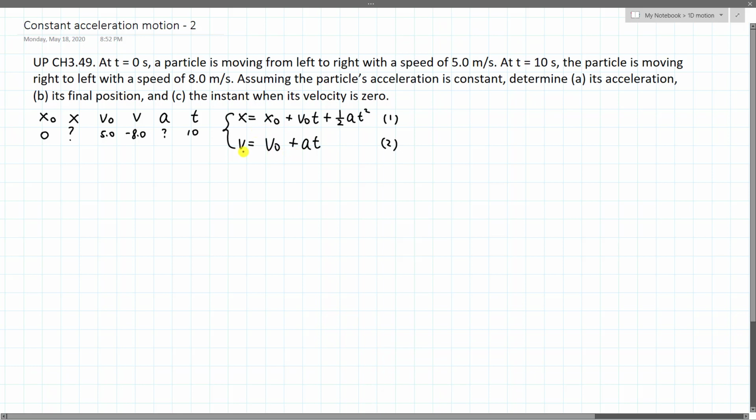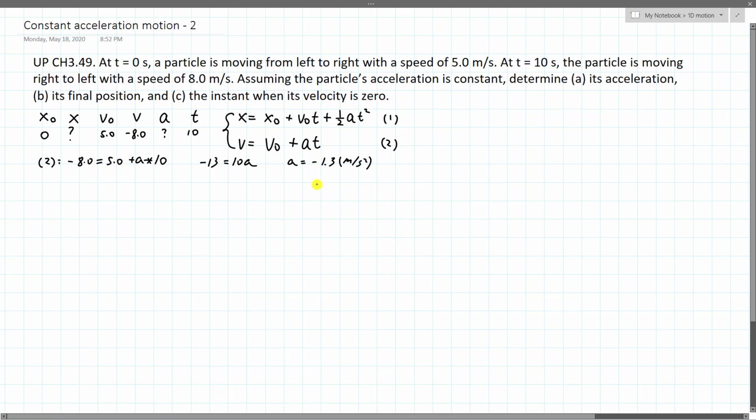We can start from either one, but I like to start with the second one because these velocities are already given and time is already given, so we can solve for acceleration. So equation 2: final velocity is minus 8, initial velocity is plus 5, plus acceleration times time, 10 seconds. So subtract 5 on both sides: minus 13 equals 10a. So a, if you divide 13 by 10, is minus 1.3 meters per second squared. Also checking 2 sig figs, and that should be correct.